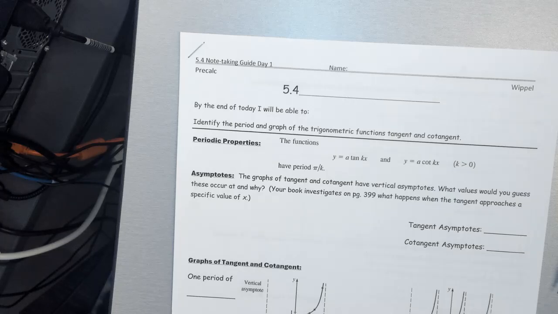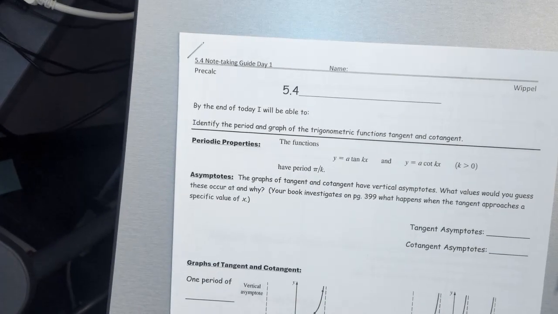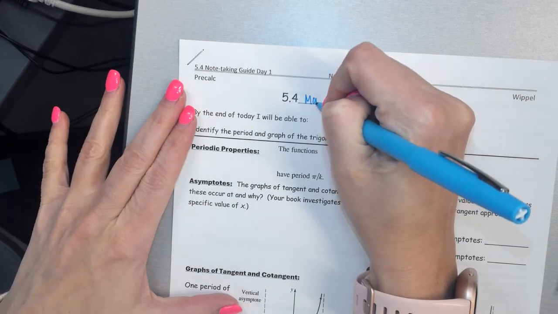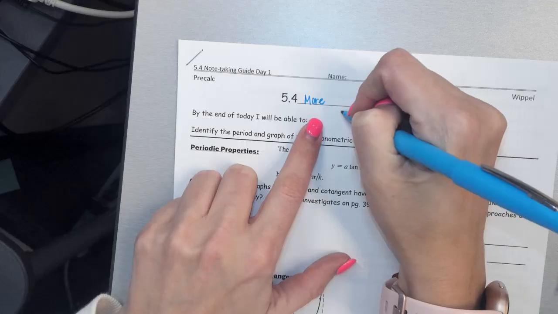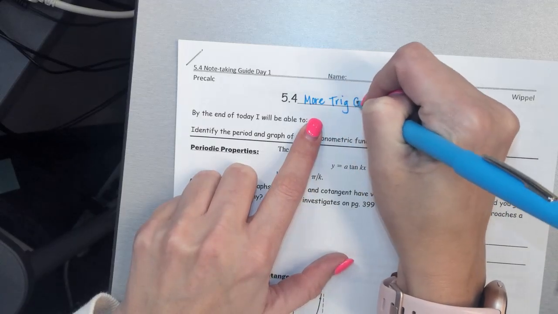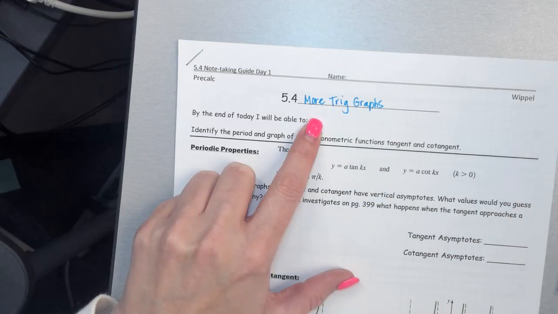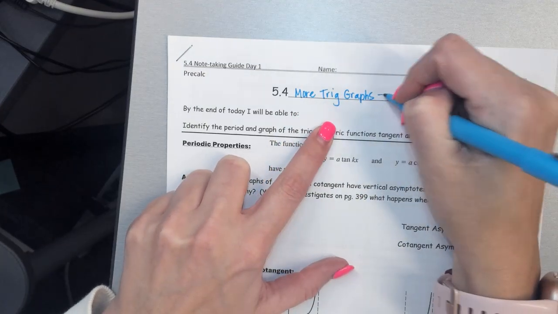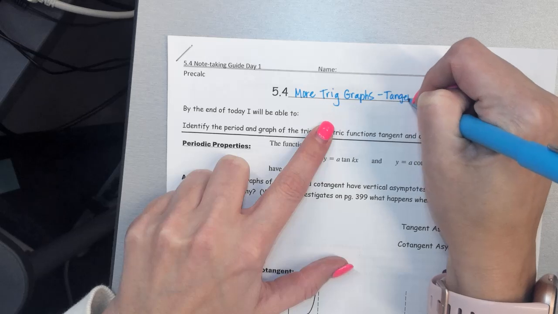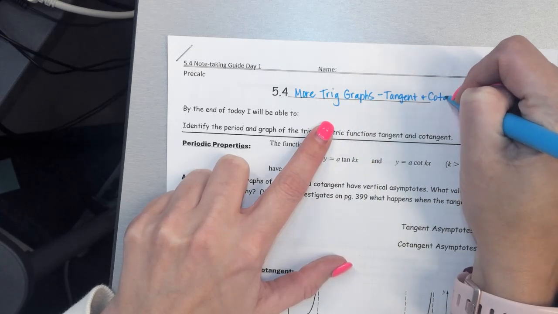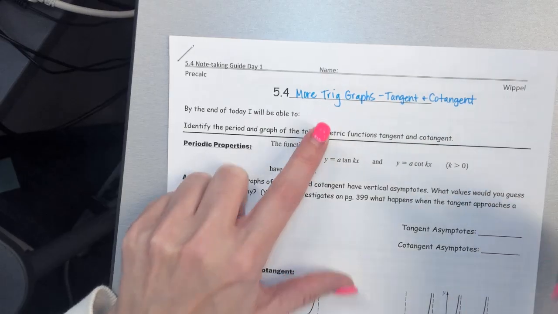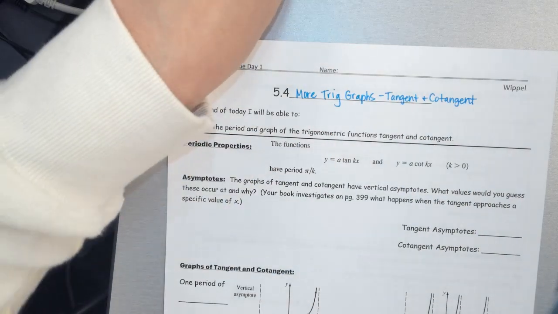In 5.4, they cover all of the trig graphs that we have not covered yet. So we're breaking this up into 2 days. On day 1 of 5.4, the section is called just more trig graphs, right? We did sine and cosine. And then the more is going to be tangent and cotangent that we'll cover today, and then the cosecant and secant that we will cover tomorrow.